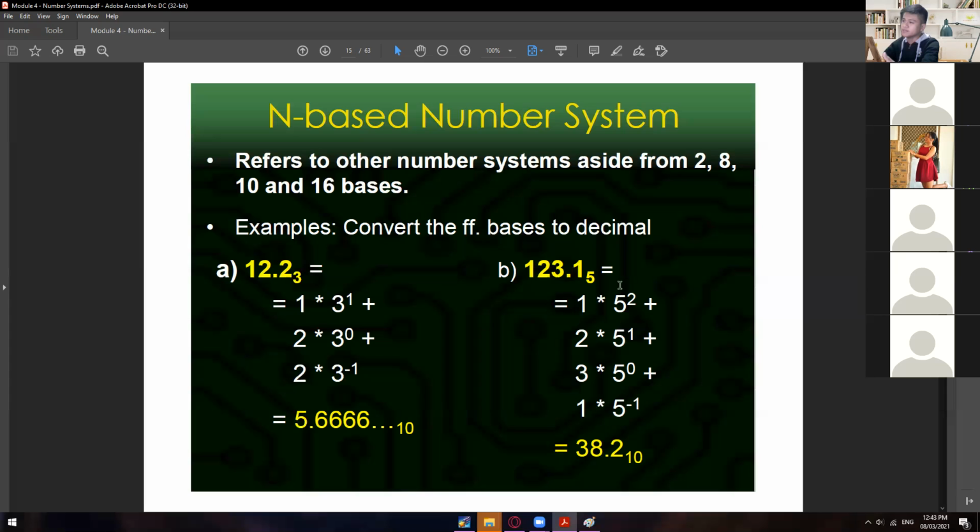Right, so the same with this one, just a different base. So just arrange that one from top to bottom, 1, 2, 3, 1, and then multiply everything by 5. And then from here we have -1, 0, 1, and then 2. And then just do the math with your calculator. Then you will get 38.2 base 10. So are we clear so far with your n-base number system conversion?